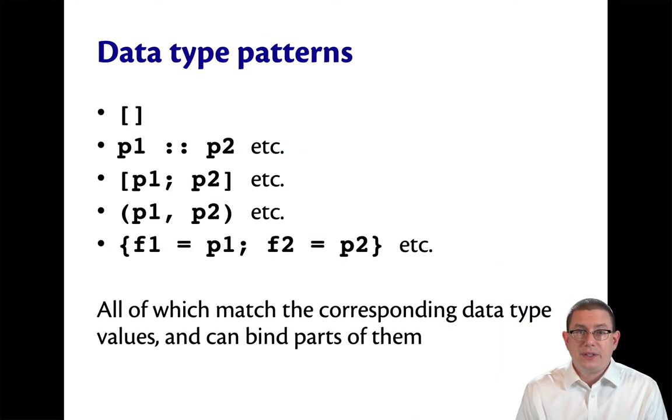And for more pattern syntax, every data type has its own kind of pattern as well. We've seen the empty list and the cons operator as part of patterns, because those are the two ways to build up lists. Note that append is not a pattern, that's just a function that we wrote on lists. You can also use the square bracket syntax as patterns. For tuples and records, you can write those as patterns as well, and those can have nested patterns inside of those. So all of those are going to match the corresponding data type values and can bind parts of them as well.